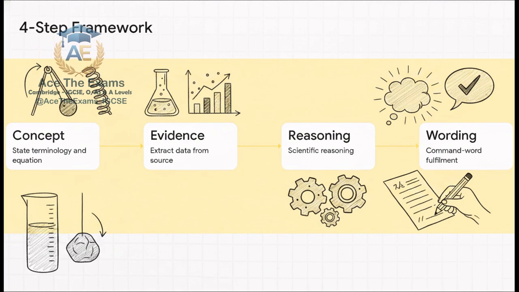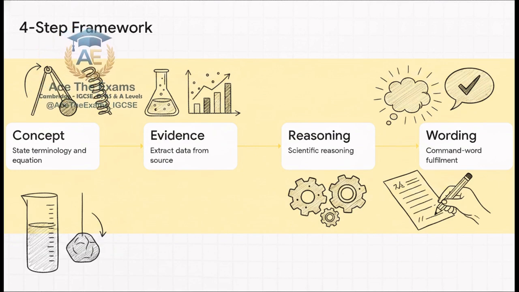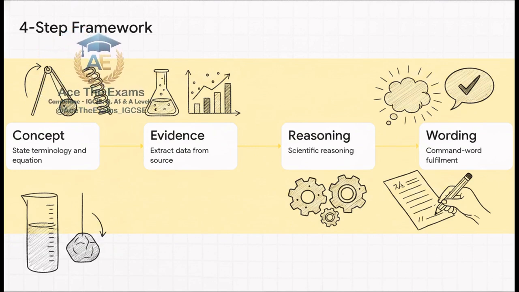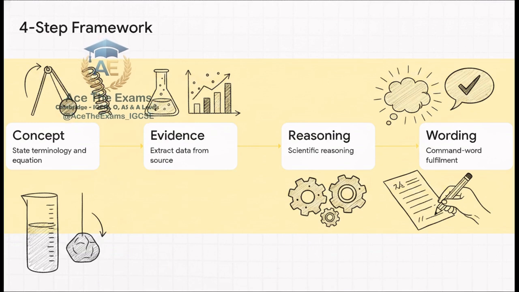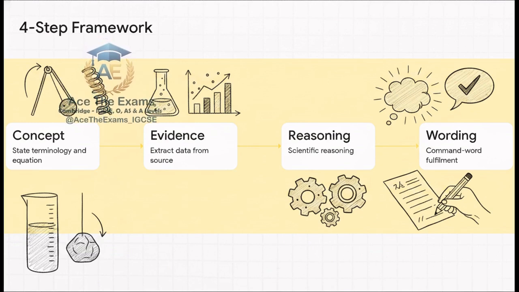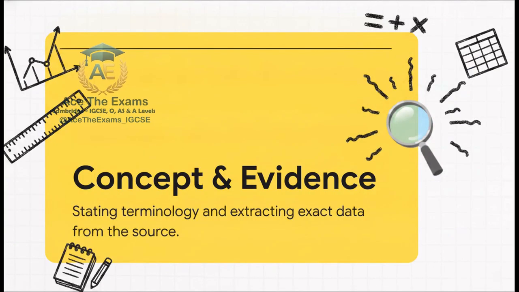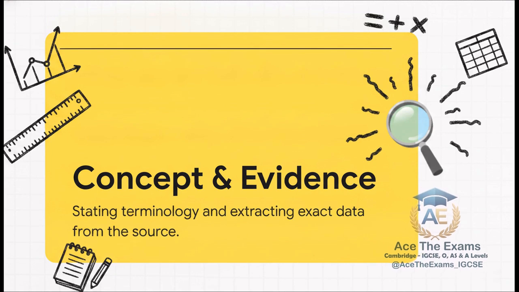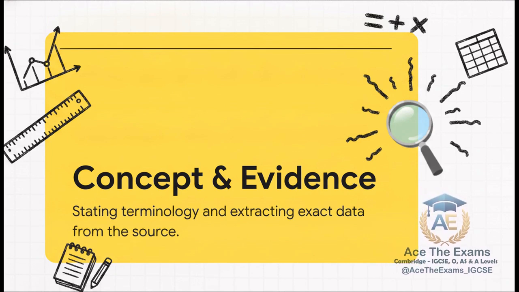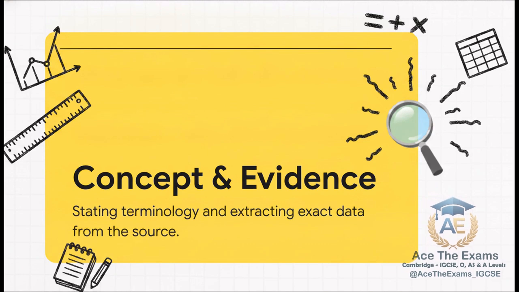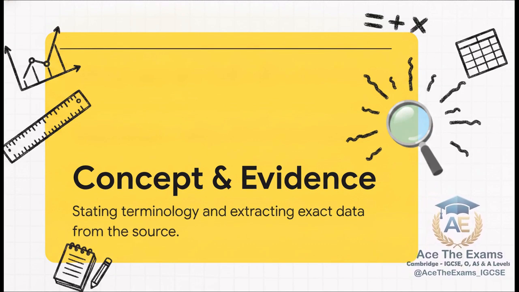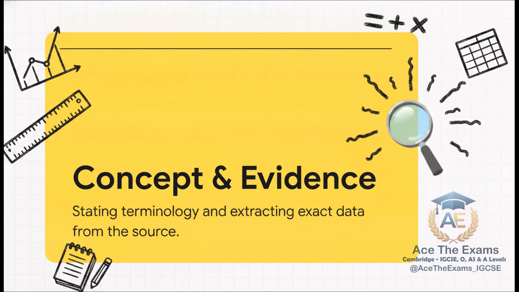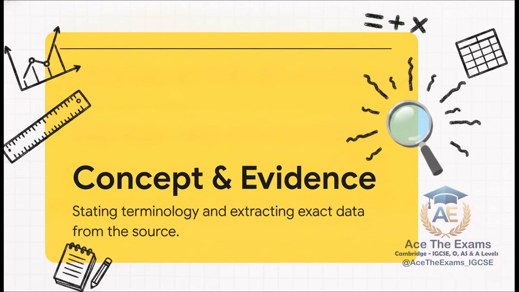Whether they're asking you to explain why a pendulum's time period is measured over 10 swings, or to describe how to use a measuring cylinder to find the volume of some weird irregular solid, running your answer through these 4 filters is your armor against the mark scheme. Let's break down that foundation. Steps 1 and 2 require you to confidently state the correct terminology and equation and, this is key, explicitly pull exact data from the tables or graphs they give you. If you're calculating uncertainty in a length measurement, your concept is the precision of a ruler, usually to the nearest millimeter, right?